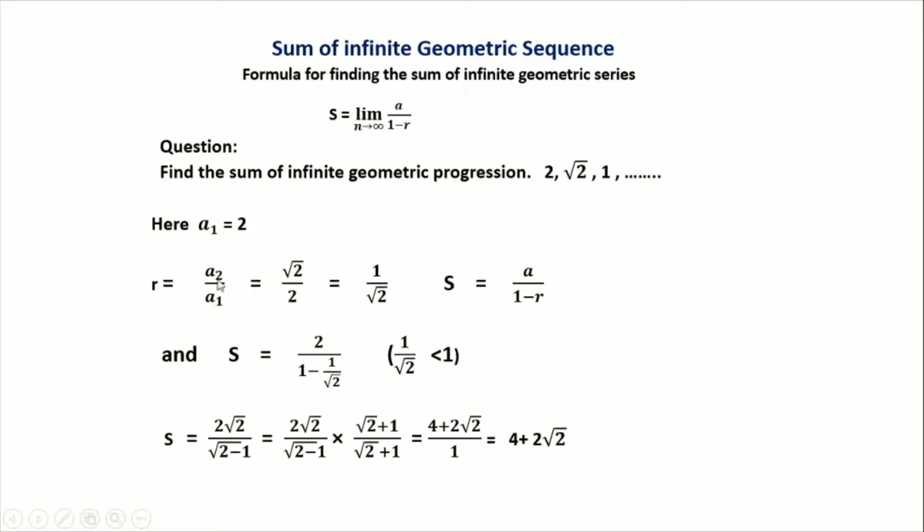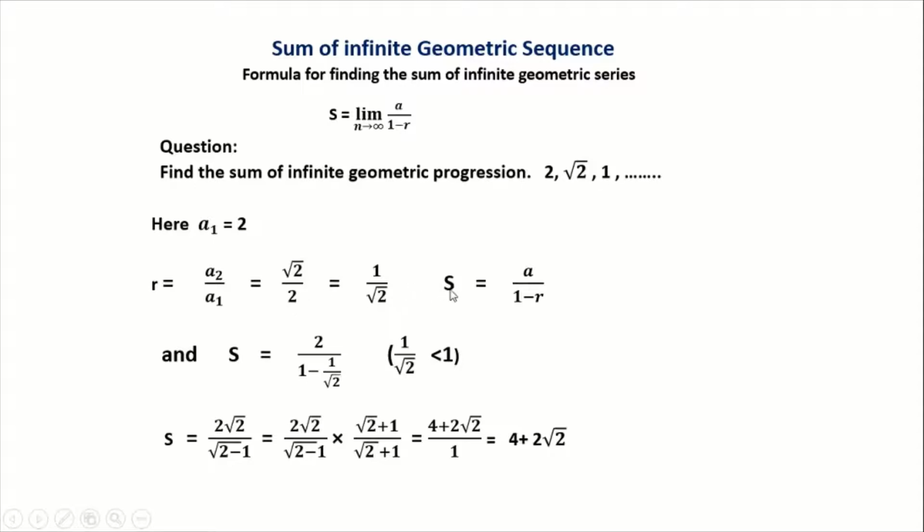A2 over A1, where A2 is the square root of 2 and A1 is 2. If we simplify this, we will get 1 over 2 square root. In mathematics, everybody knows how this 1 over 2 square root came.